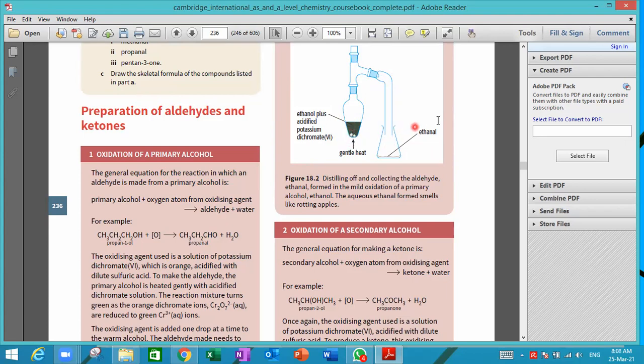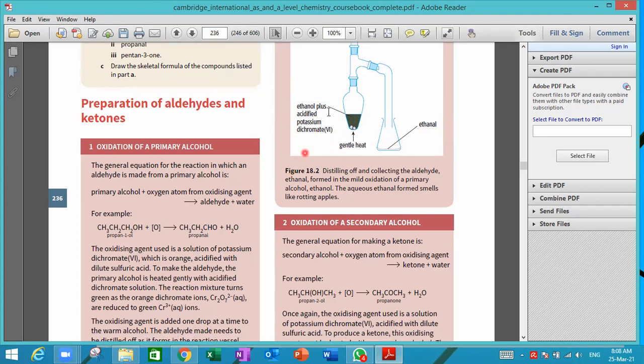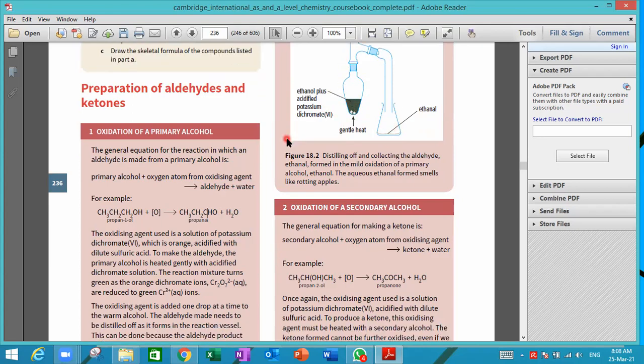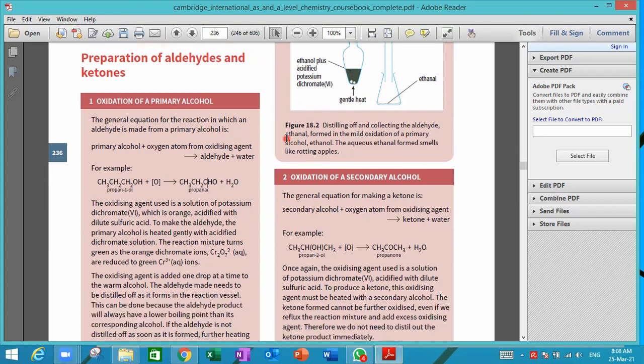And we obtain the aldehyde preferably to the alcohol, because the boiling points of the aldehydes are lower than those of alcohols. So here we obtain the aldehyde by just gentle heating or warming, and directly distilling the aldehyde produced.